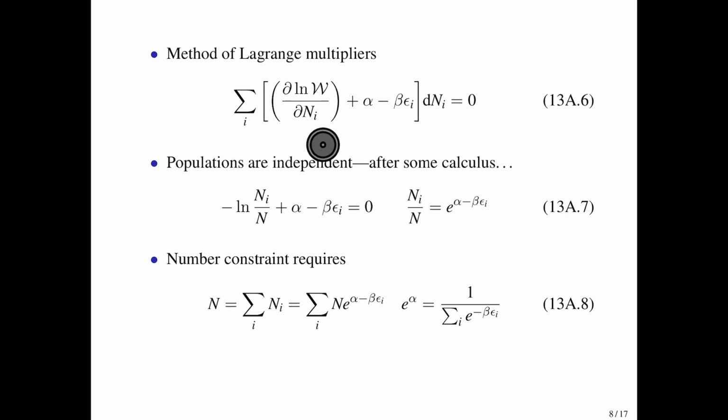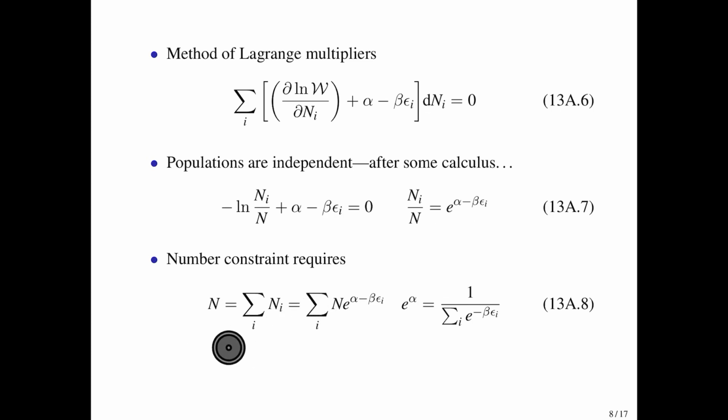Because we're working with independent populations, we assume that each population is independent of one another. We can basically solve for the expression in brackets set equal to 0 for each one independently. And after some calculus, which involves manipulating this partial derivative, you arrive at an expression like this, which is easy to rearrange. And you get this expression here, which is essentially the Boltzmann distribution.